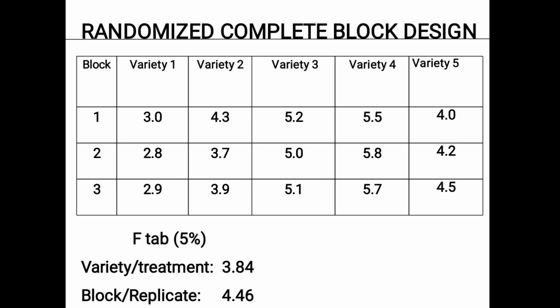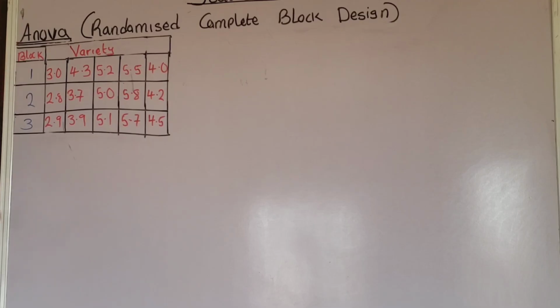In this class, we are going to go over questions on Anova table, Randomized Complete Block Design. You're going to be learning how to compute an Anova table. We are asked to compute an Anova table for this data, and we are given that the F tabulated at 5% for block is 4.46, and the F tabulated at 5% for variety is 3.84.